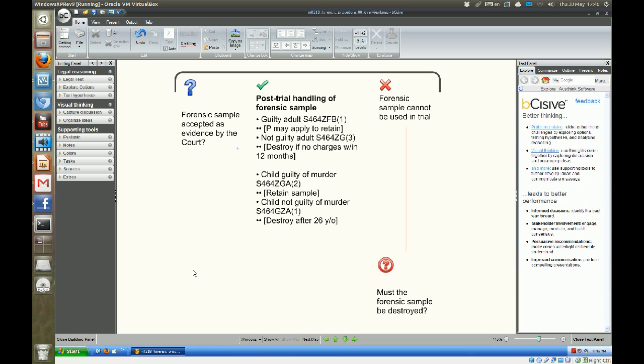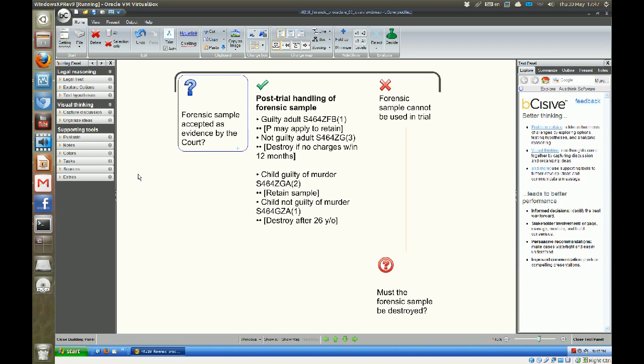So let's get started with forensic procedure. The main question, the ultimate question of forensic procedure, is whether the forensic sample that has been ostensibly taken is accepted as evidence by the court, and if it is accepted, that will lead to questions of how to handle the forensic sample after the trial, etc. But if we ground our understanding of forensic procedure in the question of whether a forensic sample obtained is accepted as evidence by the court, because that's what it's all about, ultimately, we'll have a good place to start.